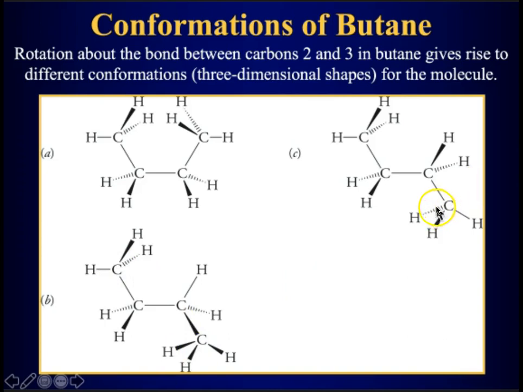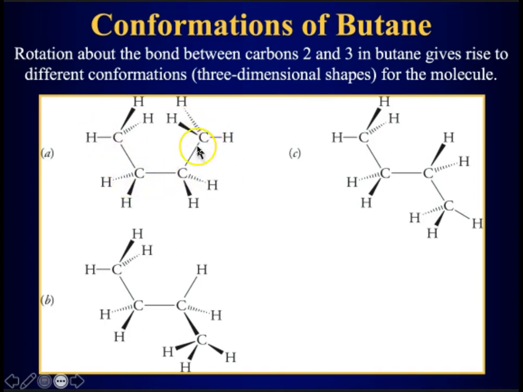Notice that this carbon has a hydrogen going back. This one has all 3 hydrogens coming out of the board. So all of these single bond rotations allow for different three-dimensional structures. Now these bonds are constantly rotating. However, they will typically rotate into the most stable conformers at any one time.